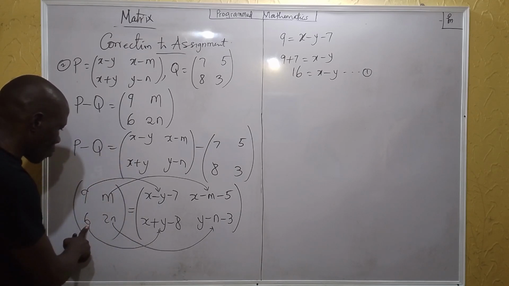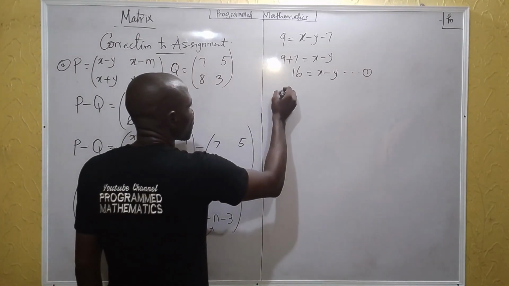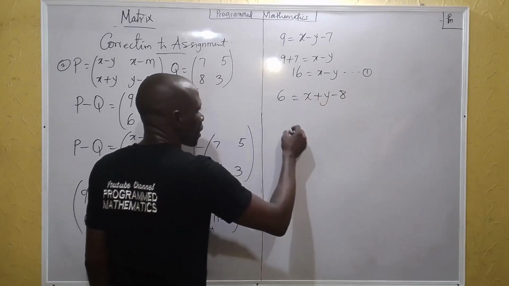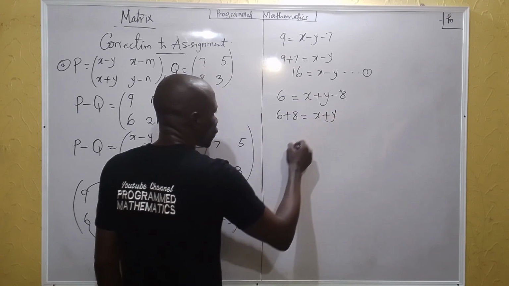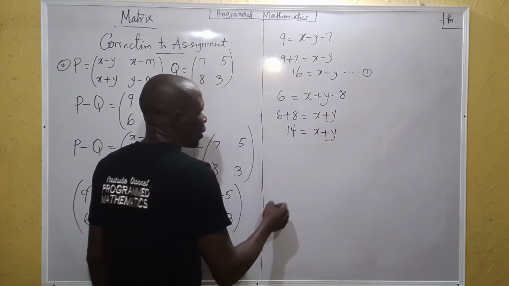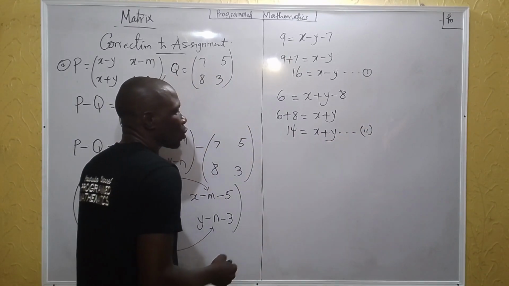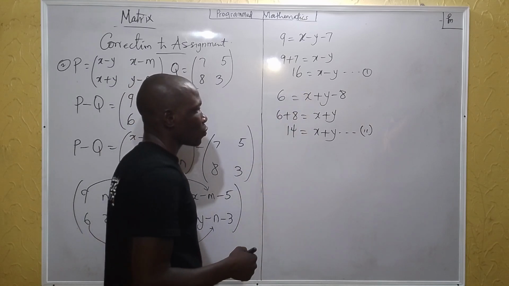Then for the second one we have 6 equals x plus y minus 8. In the same way, 6 plus 8 will be equal to x plus y. So this is 14 equals x plus y. We leave this one as equation number 2. So we solve these two simultaneous equations for x and y.